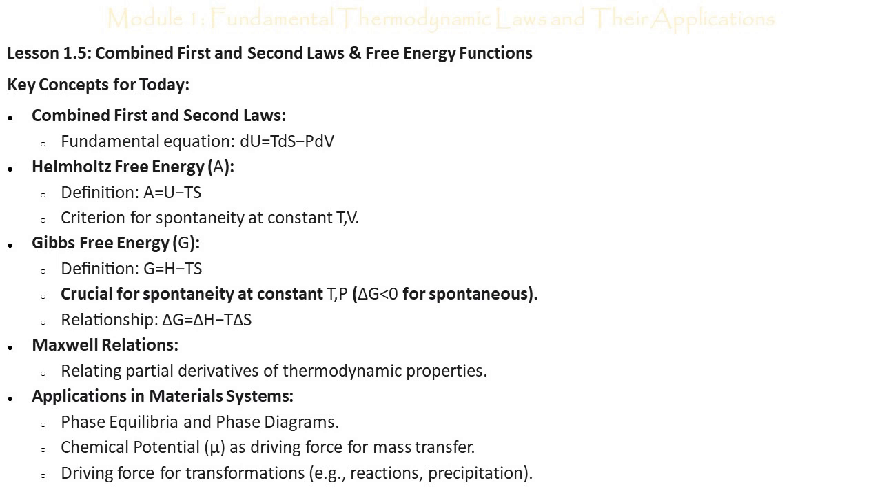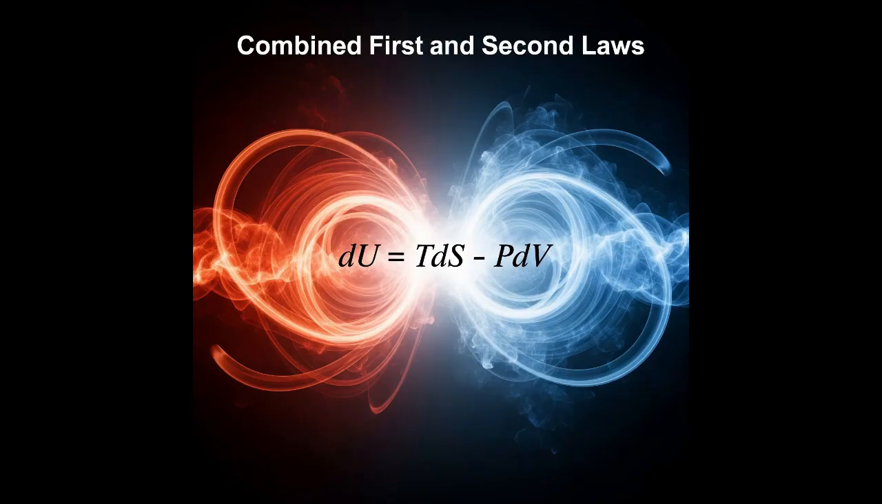In lesson 1.5, we are going to do just that. We'll combine the first and second laws to derive and understand two incredibly important thermodynamic potentials, Helmholtz free energy, and most importantly for materials science, Gibbs free energy. We'll also briefly touch upon Maxwell relations and then dive deep into their profound applications in materials systems, particularly in the context of phase diagrams and chemical potential. Let's start by combining the first and second laws.